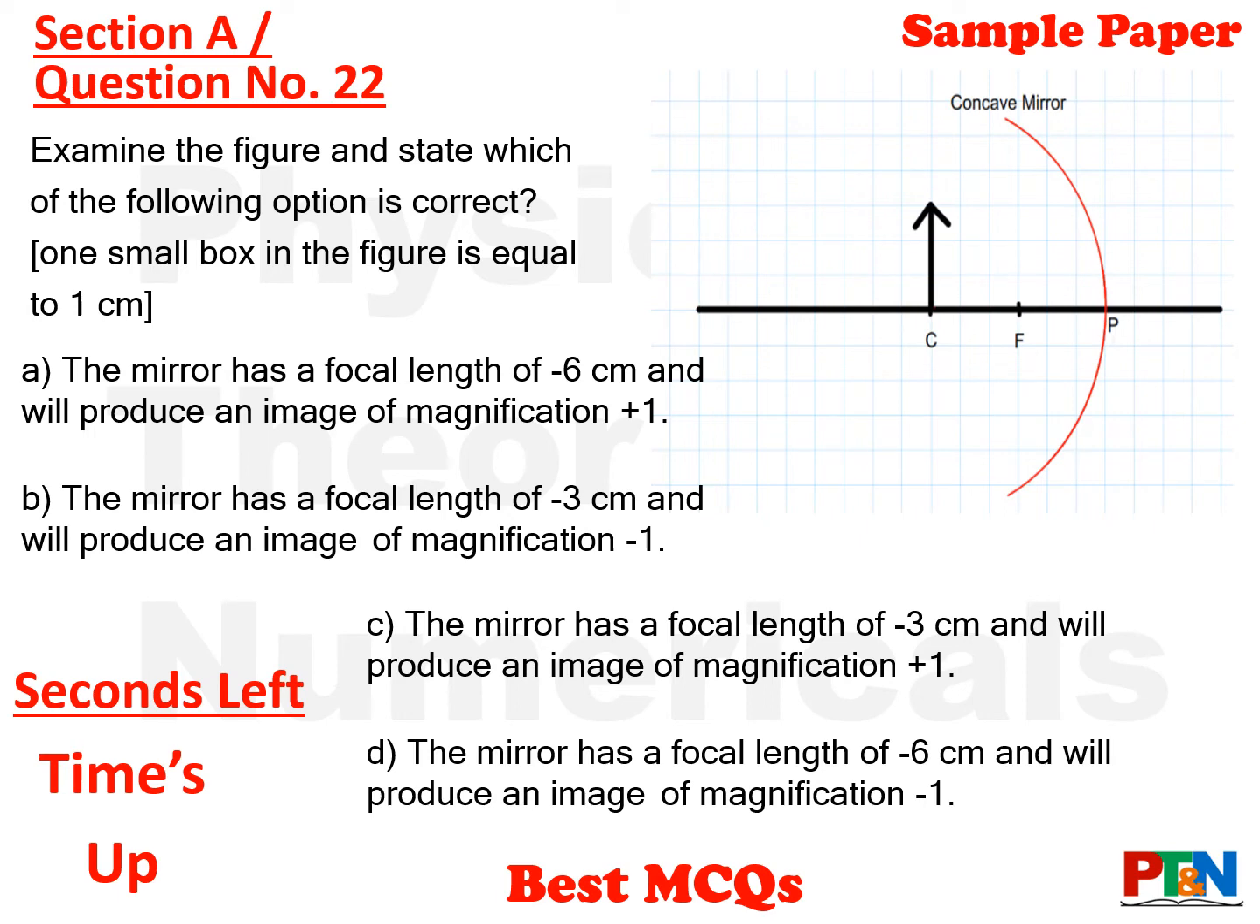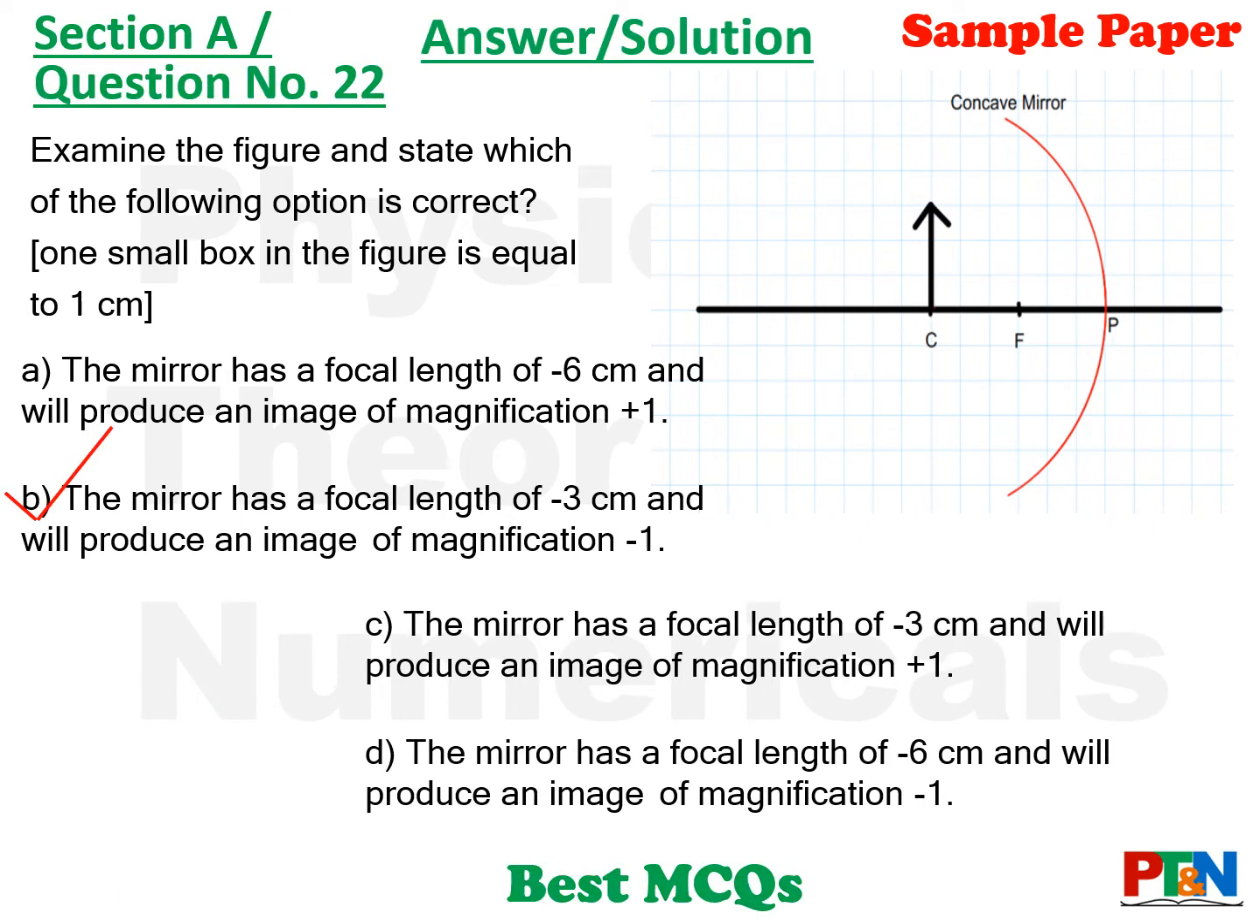Time's up. Let's see the answer. The answer is option B. See, this P has been mentioned, F has been mentioned. You can count, you can find that it is basically 3 boxes. So it is 3 centimeter and it is on the left hand side, so it will be minus 3 centimeter. So focal length is minus 3 centimeter, and you can also see that object has been kept at center of curvature. If the object is at center of curvature, same size image is produced at the same point.